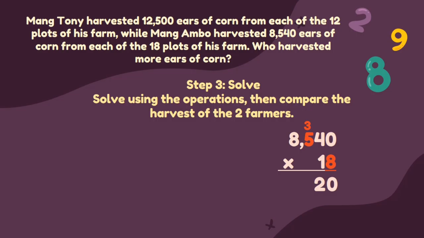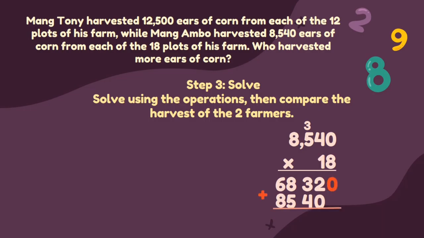8 times 5 is equal to 40 plus 3 is equal to 43. We write 3 and regroup 4. 8 times 8 is equal to 64 plus 4 is equal to 68. 1 times 0 is equal to 0. 1 times 4 is equal to 4. 1 times 5 is equal to 5. 1 times 8 is equal to 8.